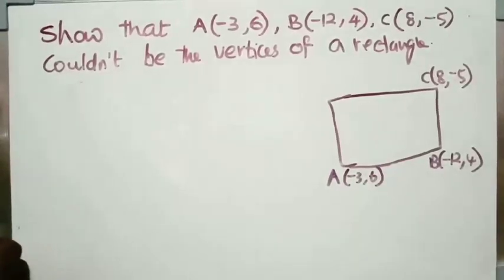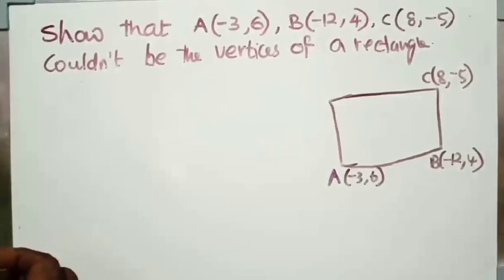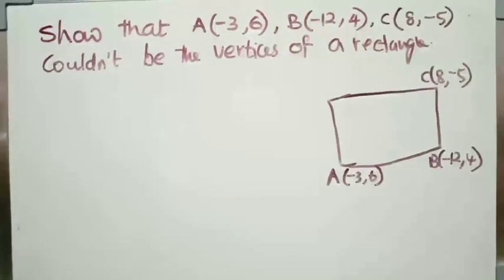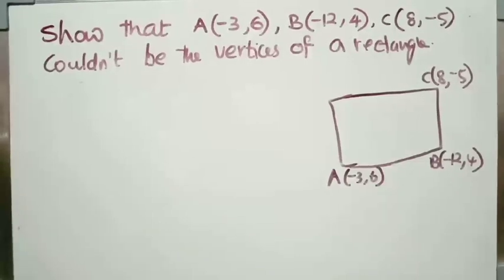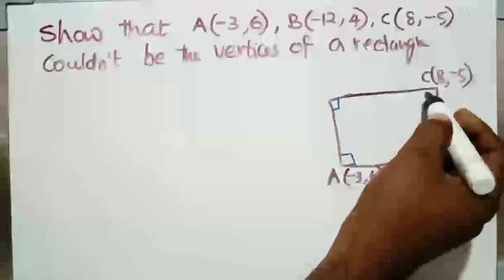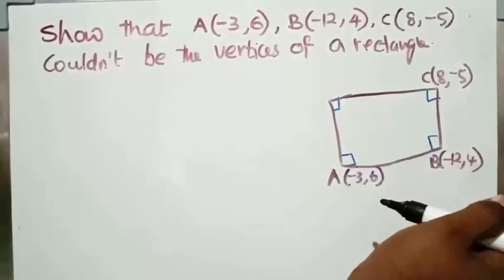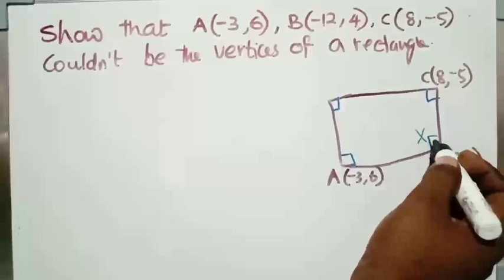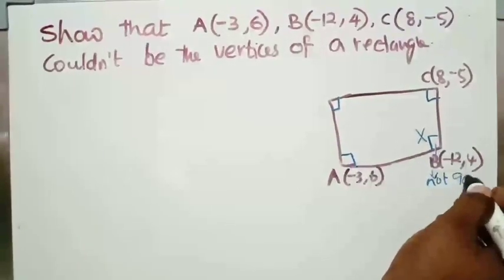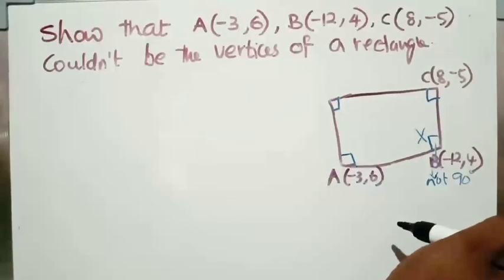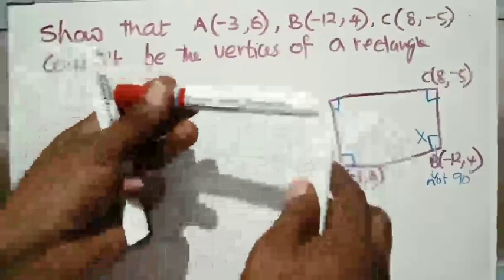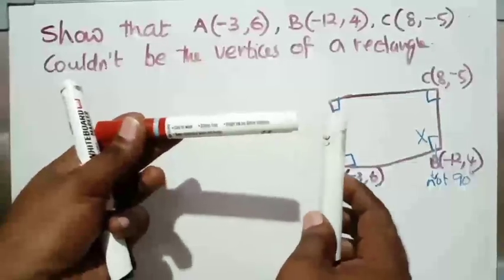For that, you know what makes a quadrilateral a rectangle? It's very simple. All four angles are 90 degrees each. That means this angle is 90 degrees, this is 90 degrees, this is 90 degrees, this is also 90 degrees. So if we show this angle is not 90 degrees, that means if these two sides are not perpendicular, because in a rectangle the adjacent sides are perpendicular to each other, it won't be a rectangle, isn't it?